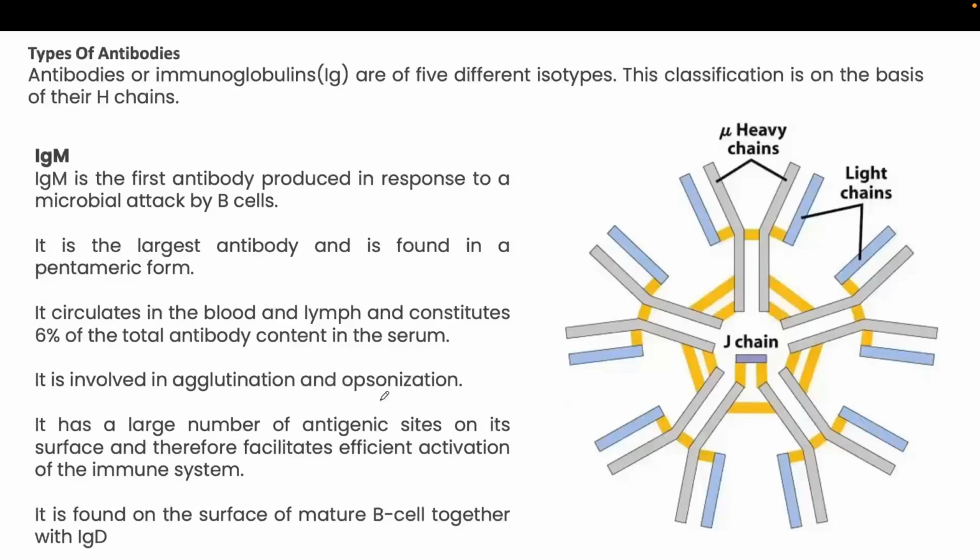It has a large number of antigenic sites on its surface and therefore facilitates efficient activation of the immune system. It is found on the surface of mature B cells together with IgD. So along with IgD, it is also found on the B cell surface, and it is the first antibody produced against any infection.